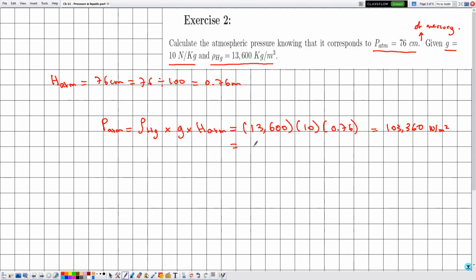And knowing that Newton per meter square is usually denoted by Pascal, the atmospheric pressure is given by 103,360 Pascal. And now let's move to the next section.